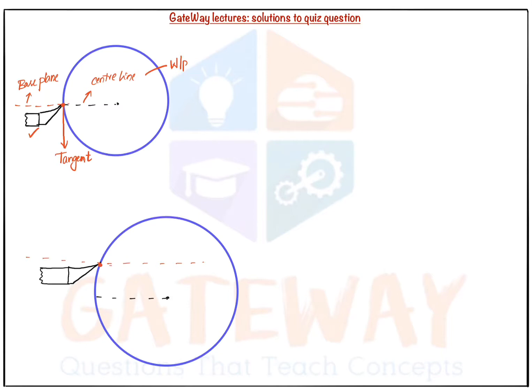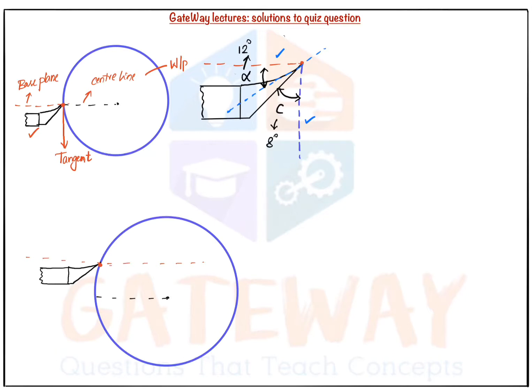So how will we define the angles here? This is our single point cutting tool, this is our base plane, this is the tangent at the point of contact between the tool and workpiece, and this line is a line parallel to the rake face. Here we define the angles. This angle is called the back rake angle alpha, and this angle is called the front clearance angle or end clearance angle, generally denoted by C. In our question both values are given: alpha is 12 degrees and C is 8 degrees. So this is the actual position in which we need to place the tool and start our parting operation.